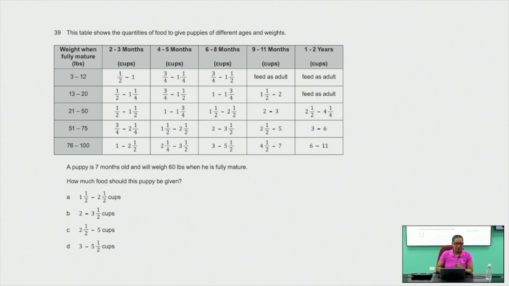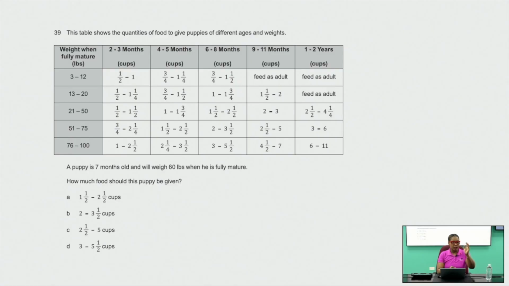All right. Here's a little bit more, still table. Lots of things is happening in this table, but let's look at it. Don't be intimidated by the numbers and the fraction. Just follow how you interpret information from tables. The table shows the quantities of food to give puppies of different ages and weight.